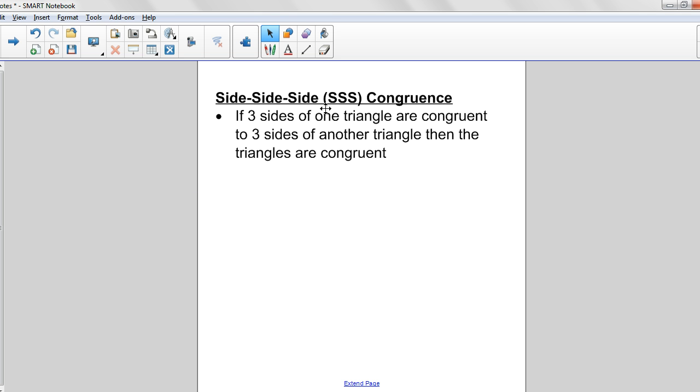So the SSS congruence says that if 3 sides of one triangle are congruent to 3 sides of another triangle, then the triangles are congruent to each other.